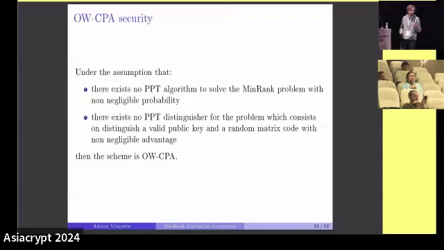We have exactly the same security as the classical McEliece. So for example, in the McEliece scheme, the hypotheses of security are very similar because you have the decoding problem. In our case, it's the MinRank problem, and the case of existence of no distinguisher. So the hypotheses of security are the same as McEliece.